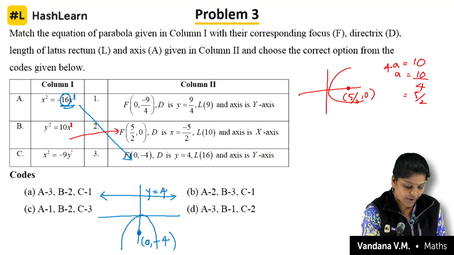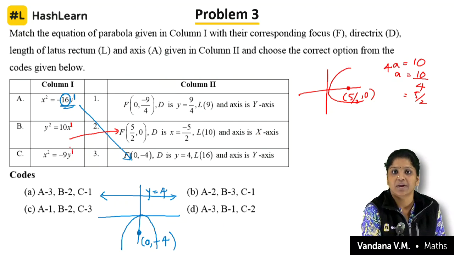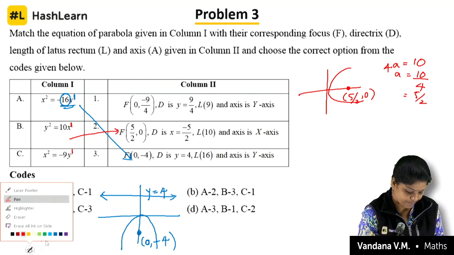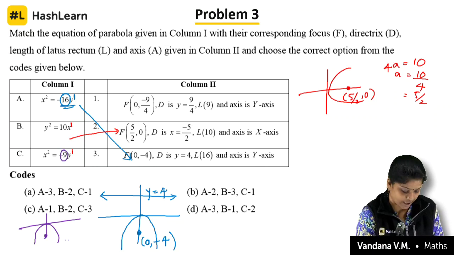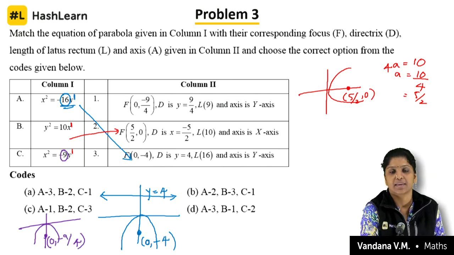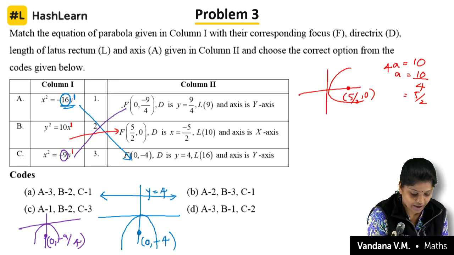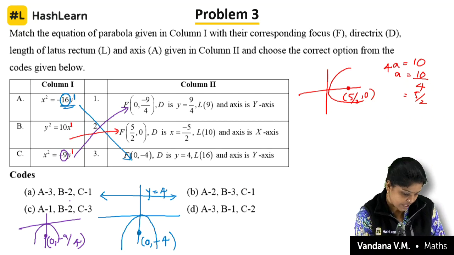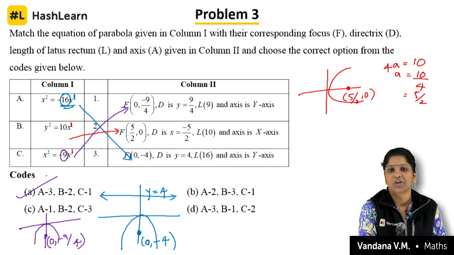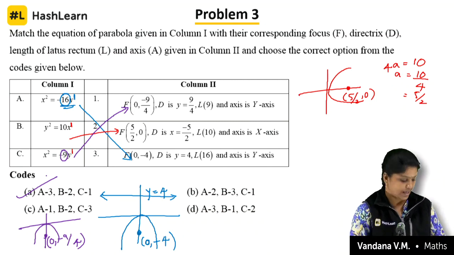Next, the third one, it is the same thing, symmetry along the y-axis. Like this only I will get. On the y-axis 4a is equal to 9, so I will get the focus at 0 comma minus 9 by 4. After finding that you can match directly. Is it correct, Rajan? It is A to 3, B to 2, C to 1. So option A is correct. Understood, right? Next.